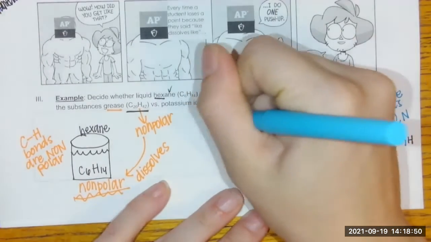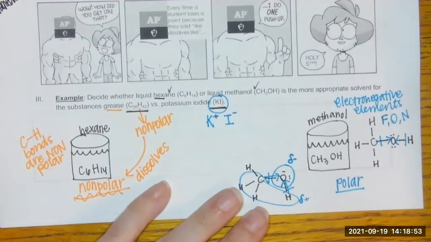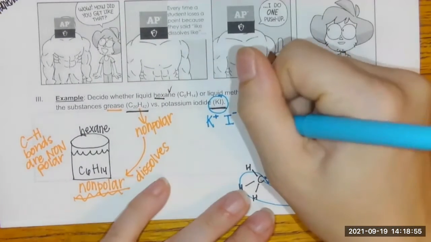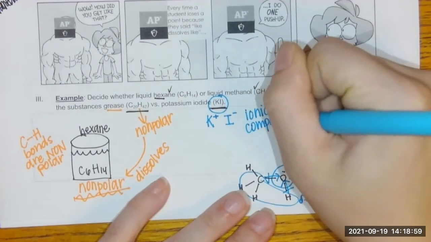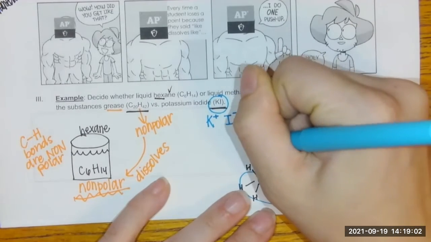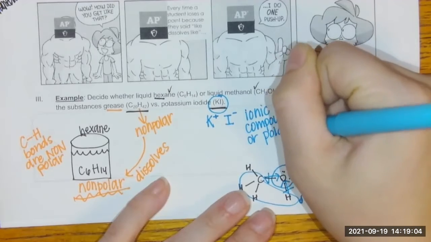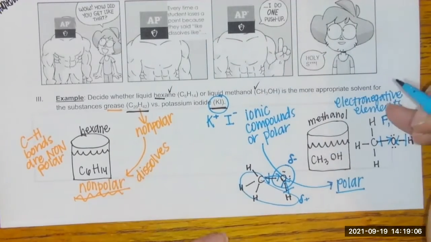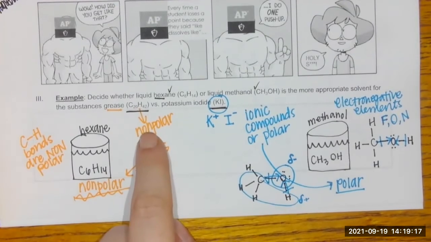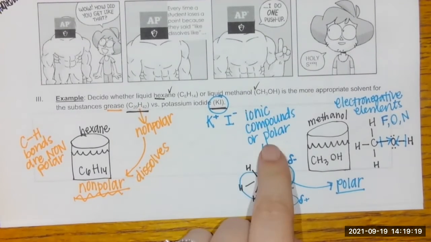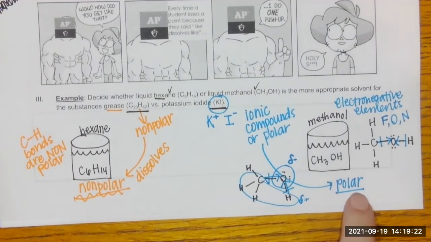Potassium iodide is an ionic compound. Ionic compounds or polar compounds dissolve into polar. If you understand the rule, non-polar dissolves non-polar, ionic and polar dissolve into polar, then you're good.